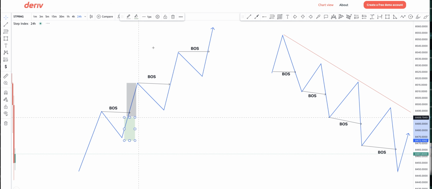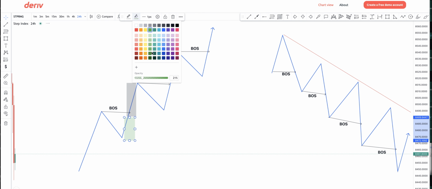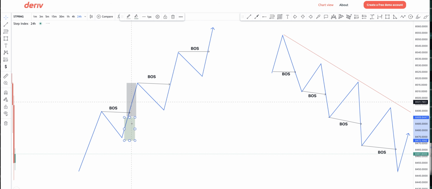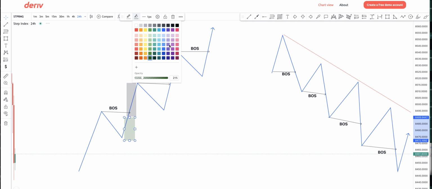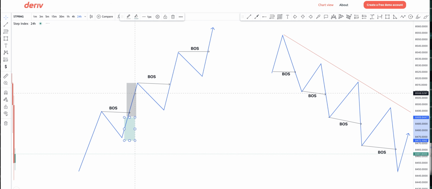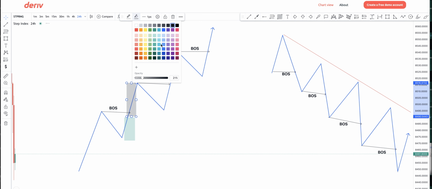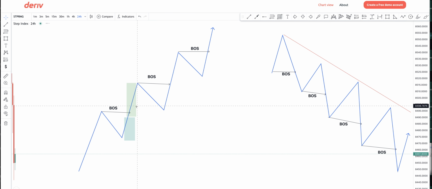Let me change the color here so that you understand it better. I'm trying to use simple terms and words so you don't get confused. Okay, so price is moving in an uptrend. Price is moving in an uptrend. We are in a bullish market, so you're having a series of higher highs and higher lows.